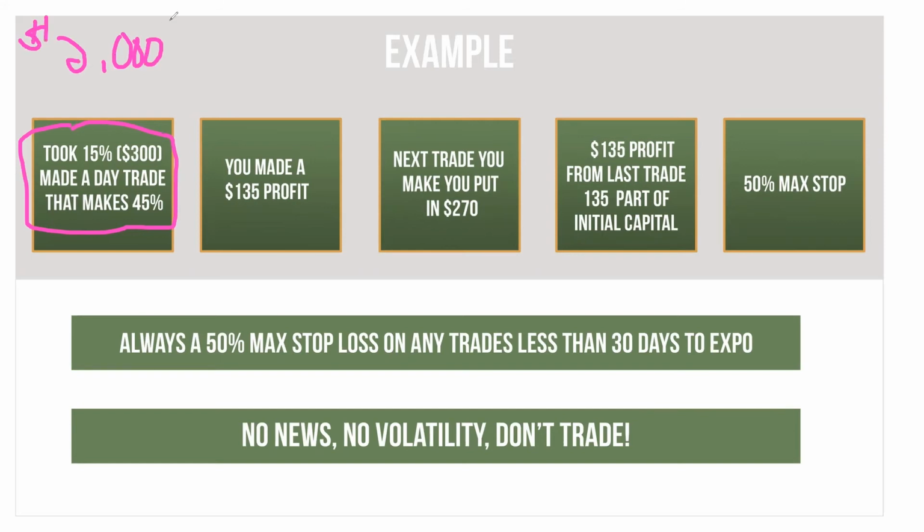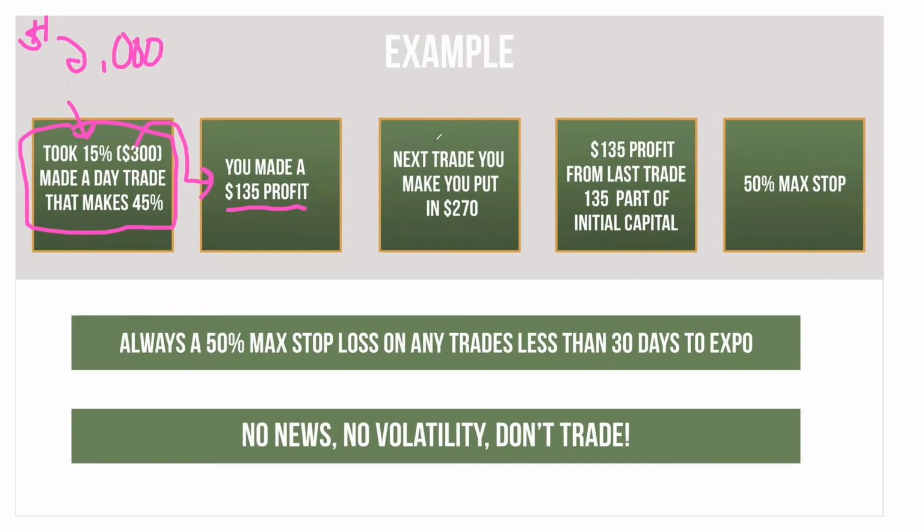So you had a $2,000 account, you took 15%, that's a $300 day trade. That $300 day trade made a trade that makes 45% return. So guess what? That $300 trade just made you a $135 profit. Now, here's an example. I always tell you guys, use your profits to fuel that next trade, right?